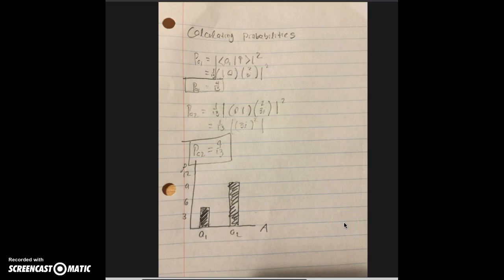And going to the next one. Calculating our probabilities, we use the same technique as before. So our probability for our A1 measurement is 4 over 13. Our probability for our A2 measurement is 9 over 13. And here is a histogram of our results. And this is my standard 1.2.